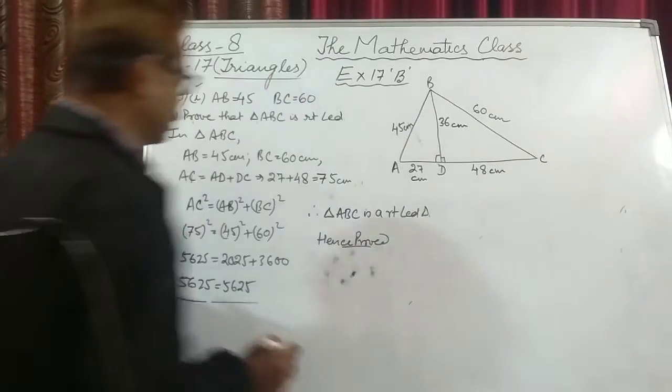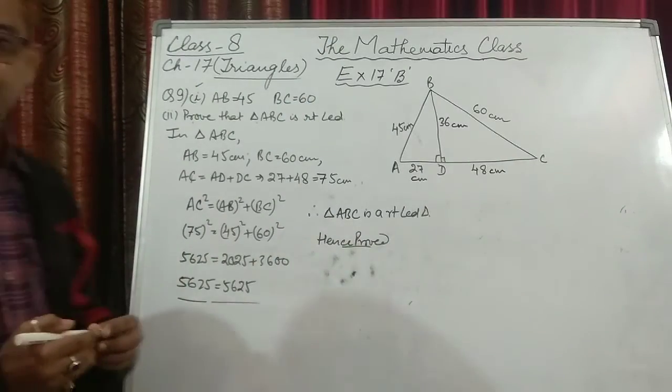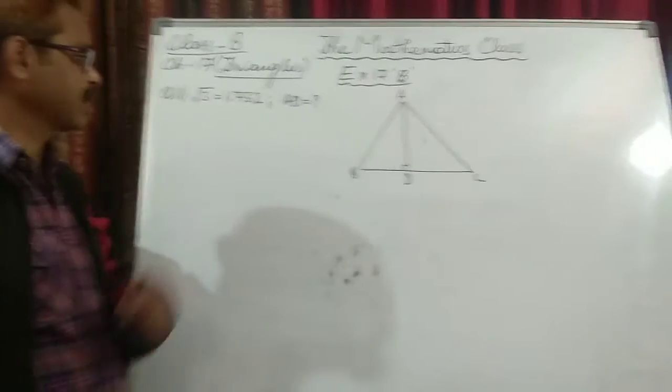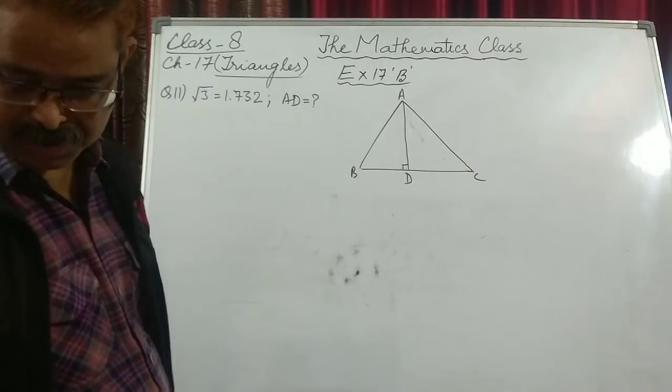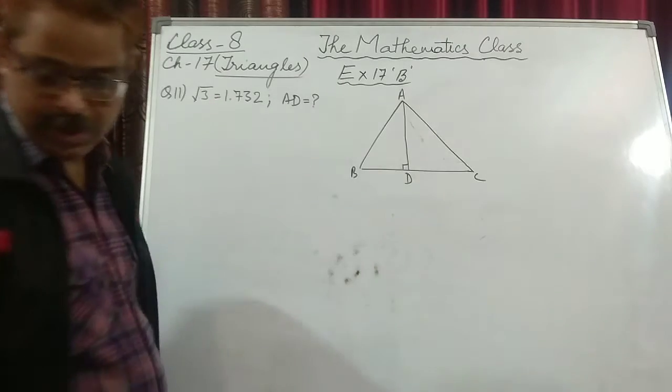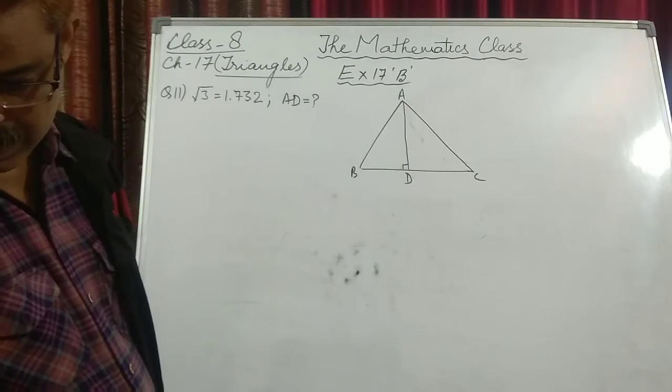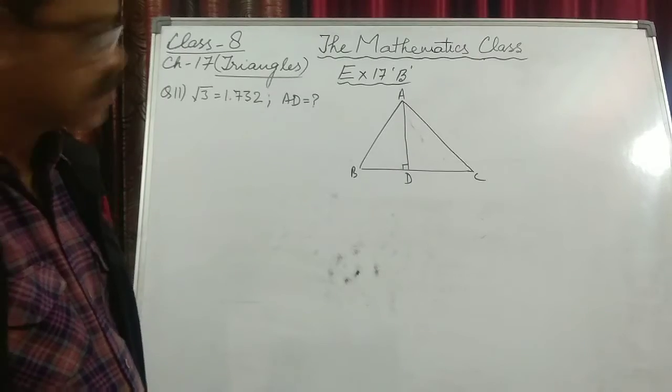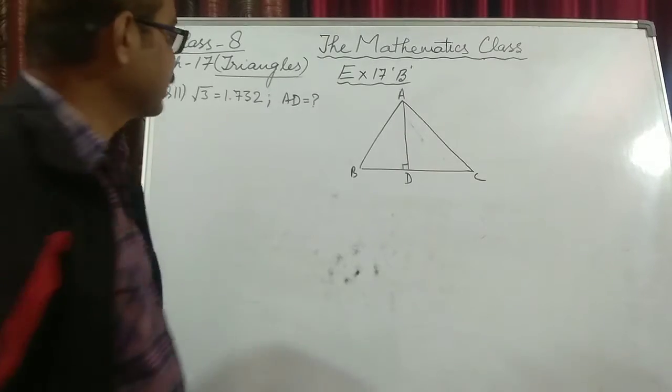So the method was, I think you have understood. Now let's move on to the next question. Question number 11. In this the question says, given that under root 3 is equal to 1.732, find the altitude of the equilateral triangle whose one side measures 6 centimeter.